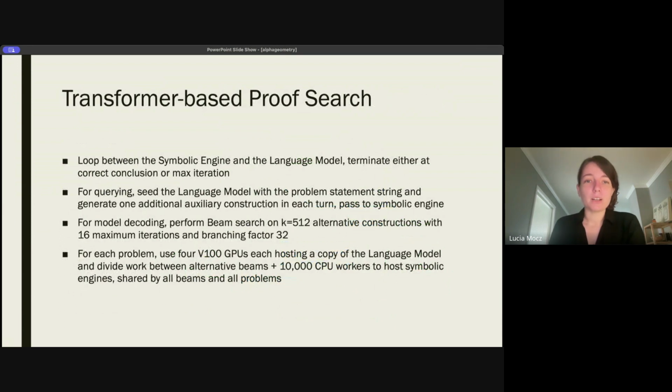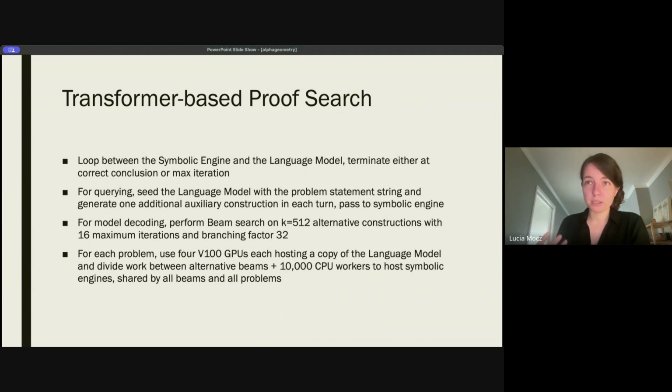So a little bit more detail on this before we get into the specifics about training and about setting up this transformer model. So again, the transformer-based proof search, or AlphaGeometry, is a loop between a symbolic engine and a language model, where for querying the language model, you seed the language model with the problem statement string, and you add at each step an auxiliary construction, and you pass that to the symbolic engine.